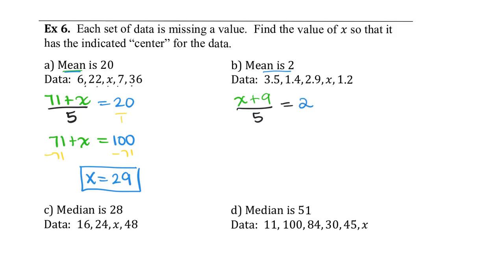Okay, if I cross multiply, I get X plus 9 equals 2 times 5, which is 10. And then if I minus the 9 over, I get X is 1.